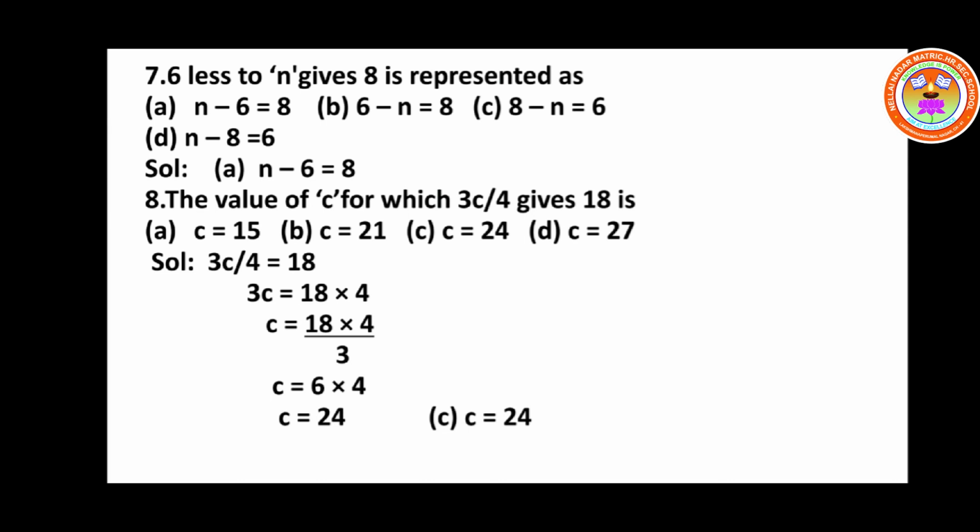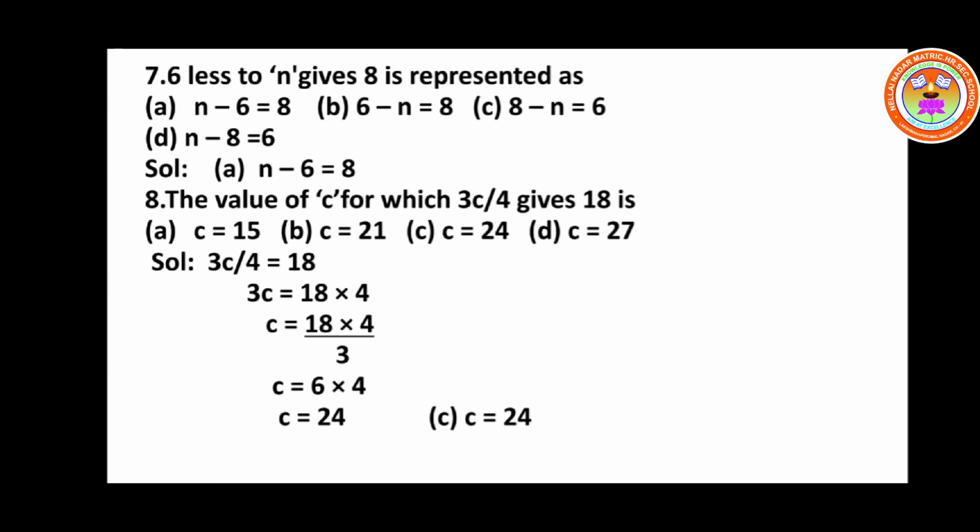Now problem number 8. The value of c for which 3c divided by 4 gives 18. Already I explained to you what is the meaning of gives. Gives means equal to. So 3c divided by 4 gives 18. Yes. Option A, c is equal to 15. Option B, c is equal to 21. Option C, c is equal to 24. And option D, c is equal to 27.